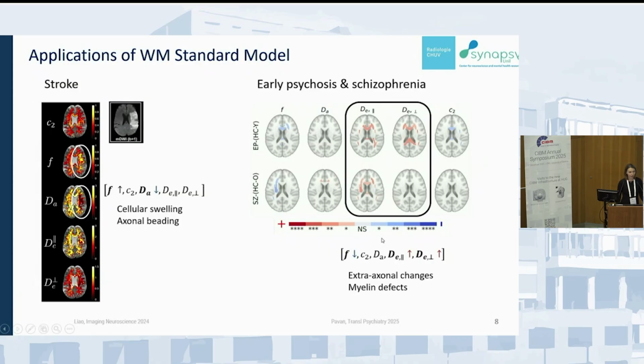And this also makes sense with what is known of psychosis, that is actually adolescent early on changes in glial density, extra-axonal changes, and myelin defects. So we can start to be quite specific about the things that we can characterize non-invasively in these patients.